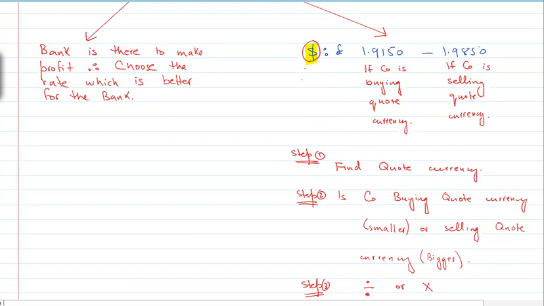The second thing to consider is whether the company is buying the quote currency dollars or selling the quote currency, right? If you're buying the quote currency, we use the smaller rate, and if we are selling the quote currency, we will be using the bigger rate. And the third question we have to ask ourselves is: are we going to divide or multiply? And we'll see it in the questions.